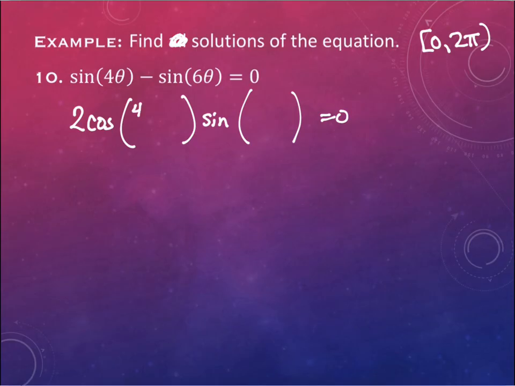So the first one is angles added. So this is 4 theta plus 6 theta over 2. And the other one is 4 theta minus 6 theta over 2. So if I add them together and divide by 2, what is the angle that I get? I get 5 theta.